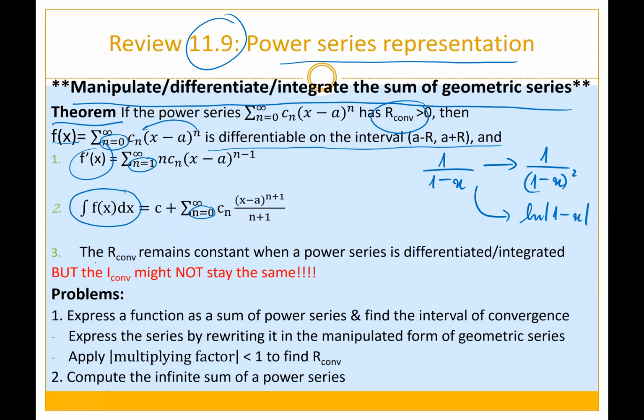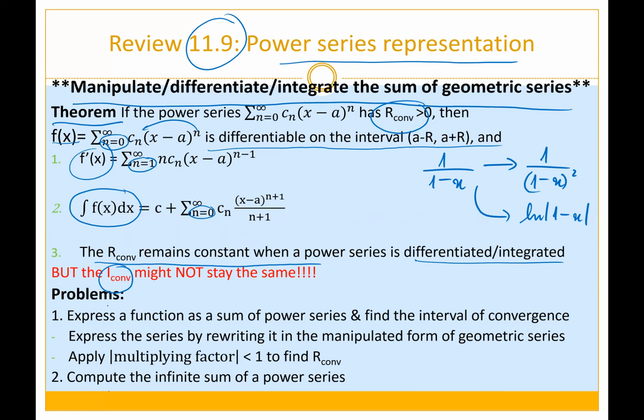And the final note is that the radius of convergence remains constant when the power series is differentiated or integrated, but the interval of convergence might not stay the same. So when you take the integral or derivative of the original functions that you already know, the power series representation, to arrive at your destined function, you're going to keep the same radius of convergence, but to determine the interval of convergence of the new function, you have to plug in the two endpoints again to see if it converges, as in the previous examples that we have.